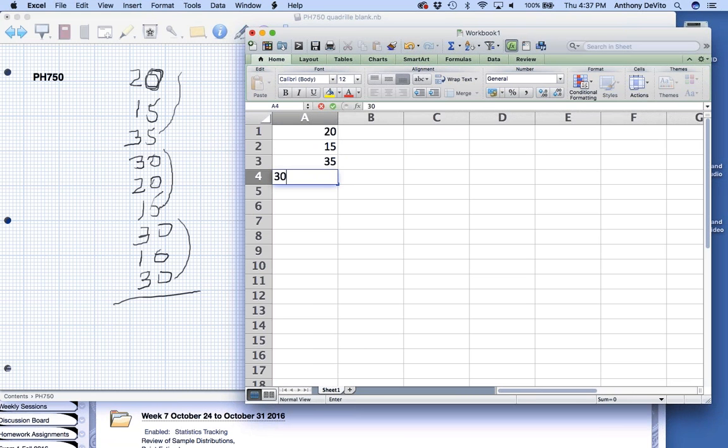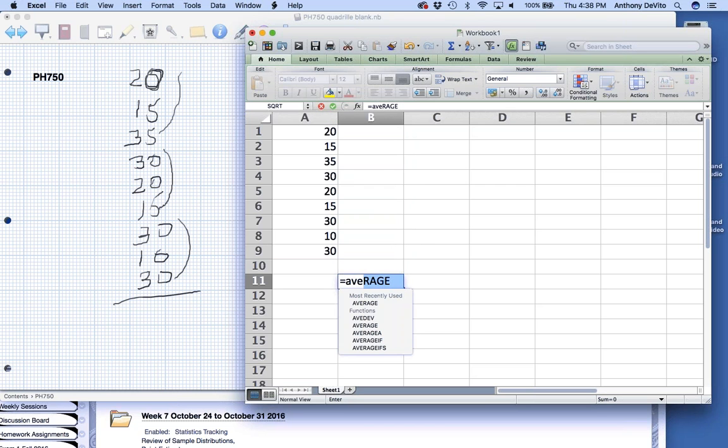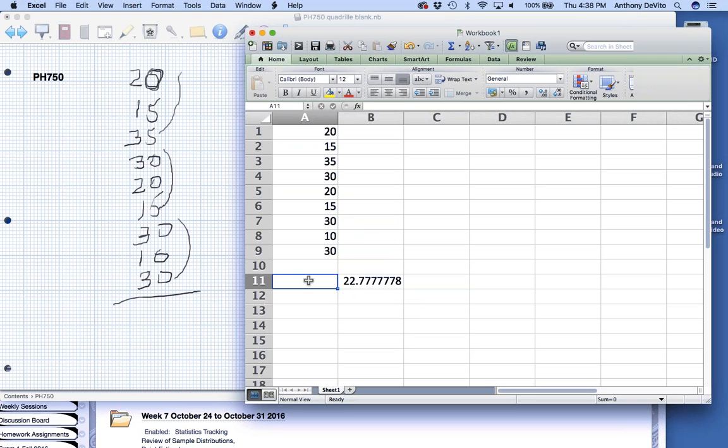20, 35, 30, 20, 15, 30, and 10. Okay, a lot of variability in there. Did I miss one? I missed one, right? 15, 30, 10, another 30. Okay, quite a bit of variability in there. So if I want to find the average, I just find the mean: add them up, divide by 9. So the mean is equal to about 23. I call that X bar.